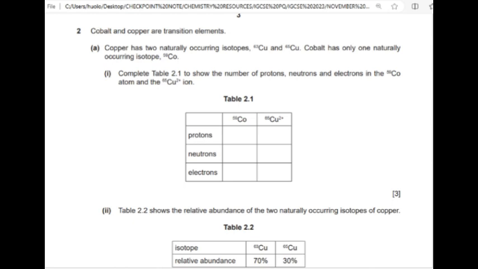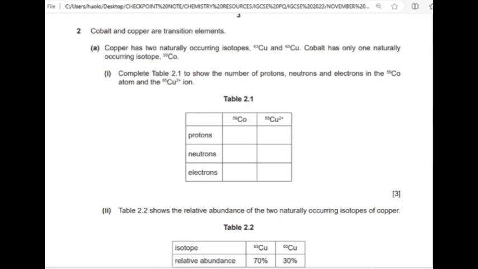and the copper 65 plus 2 ions. Okay, so number of protons, I think it would be better for us to get the number of protons from the periodic table, although you should know that cobalt is element 27 and copper is 29.